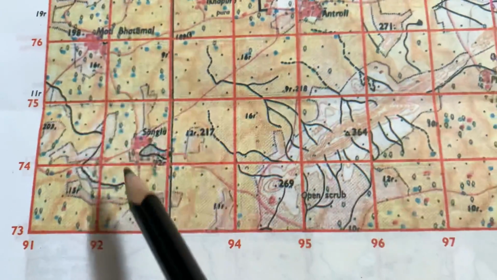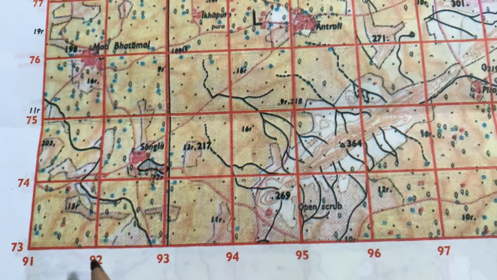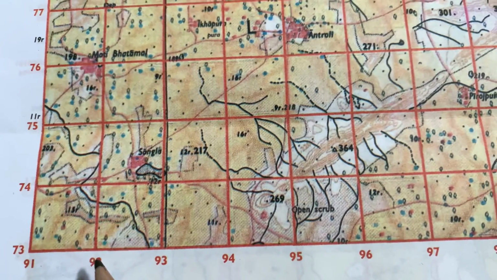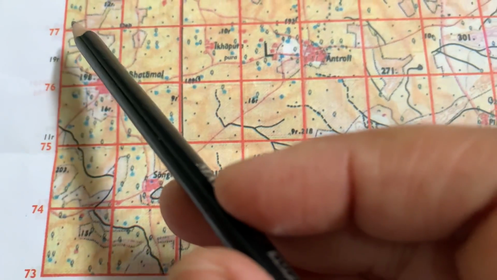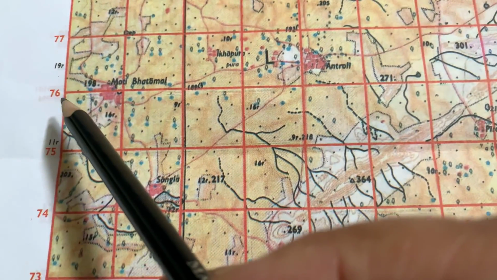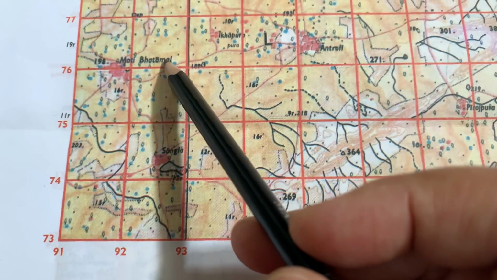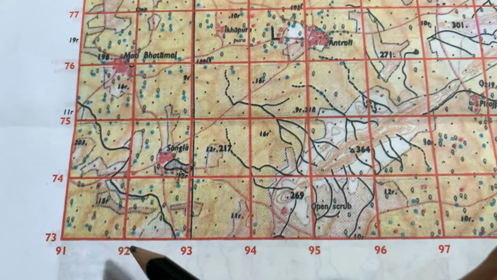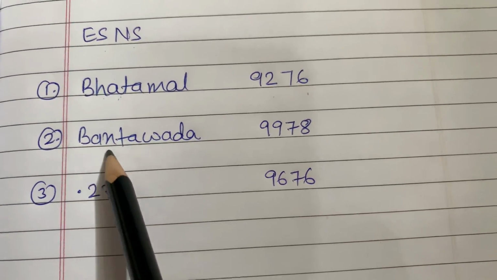We will see easting. It lies between 92 and 93. We take the previous one, 92. Northings, we see it lies between 76 and 77. So we take 76, the previous one. So Bhatamal's 4-figure grid reference will be 9276.